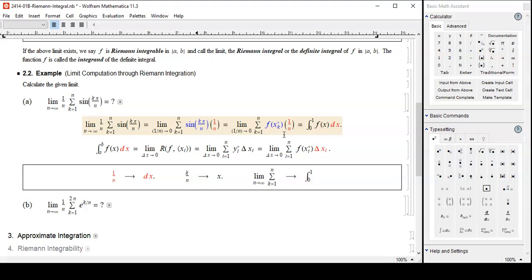Okay, 1 over n becoming delta x, and then becoming dx. That was easier to understand. Oh, delta x. That's the easiest to understand, the red part. Now the blue part is the hardest. How do you get f of x accordingly? Now the green part here, that's medium.